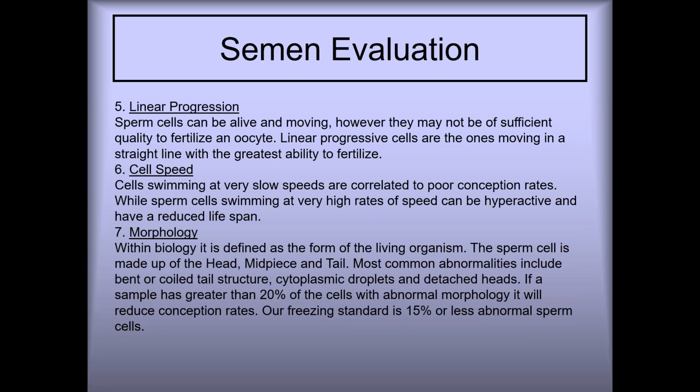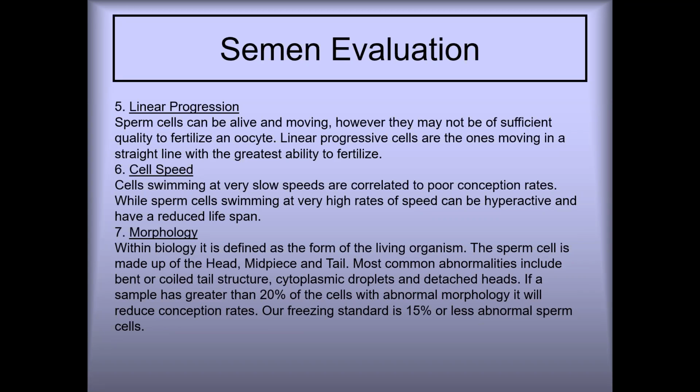So linear progression simply means, are those sperm cells able to swim in a straight line? When someone's evaluating a sample, you can have a ton of movement. The whole screen can be wiggling and moving. But if they're spinning in circles or they're swimming little ways and then turning different directions, then they're actually not the ones that are going to be the most likely to fertilize. So linear progression just refers to whether that sperm cell is swimming over a given distance in a straight line.